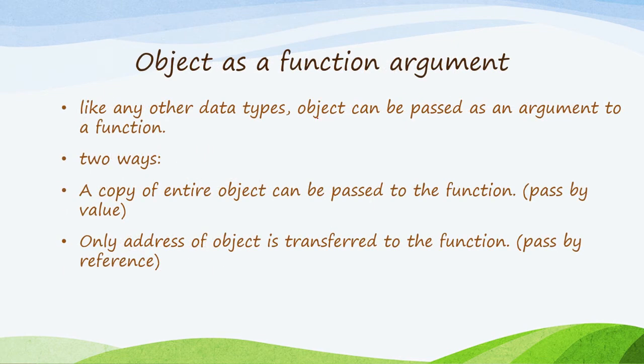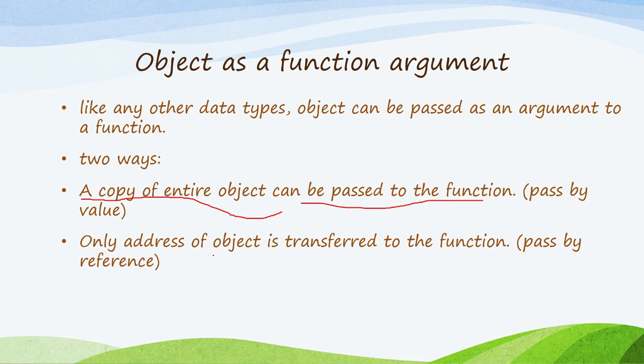Now we will see how we can pass an object as a function argument. We have passed integer numbers, float numbers, and character arrays as function arguments. Now we will see an object as a function argument. There are two ways to pass an object as a function argument. One is pass by value and the other is pass by reference. In pass by value, a copy of the entire object is passed to the function, and in pass by reference we pass only the address of the object.